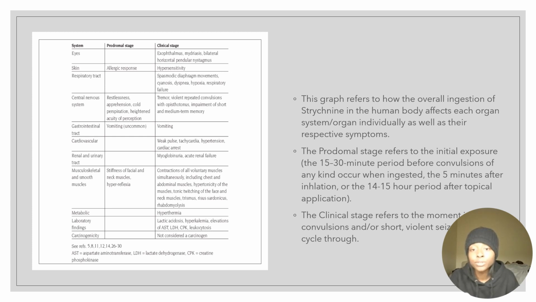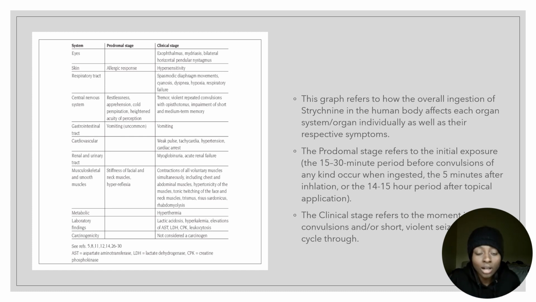This graph in particular refers to the overall ingestion of strychnine in the human body and how it affects specific organ systems as well as individual organs themselves and the respective symptoms that occur because of such. It's important to note that the prodromal stage is basically referring to the initial exposure, whether that be the 15 to 30-minute period before convulsions occur when strychnine is ingested, or the 14 to 15-hour period after a topical application. The clinical stage refers to the moment where these violent, repetitive, and short convulsions start to cycle through and through.